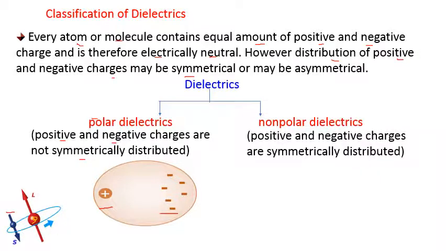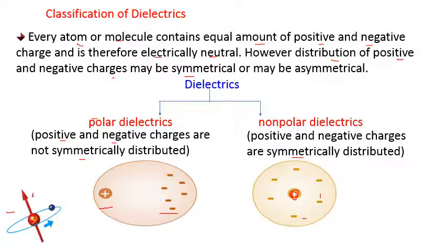Now in the second case, that is in non-polar dielectrics, no poles are separated, no positive charges and negative charges are separated. This is because of the symmetrical distribution of the charges. Now here you can imagine from this diagram also, imagine here the center of positive charge is located. Electrons, though they are revolving, the center of all these revolving electrons is also coinciding with the same center of positive charge.